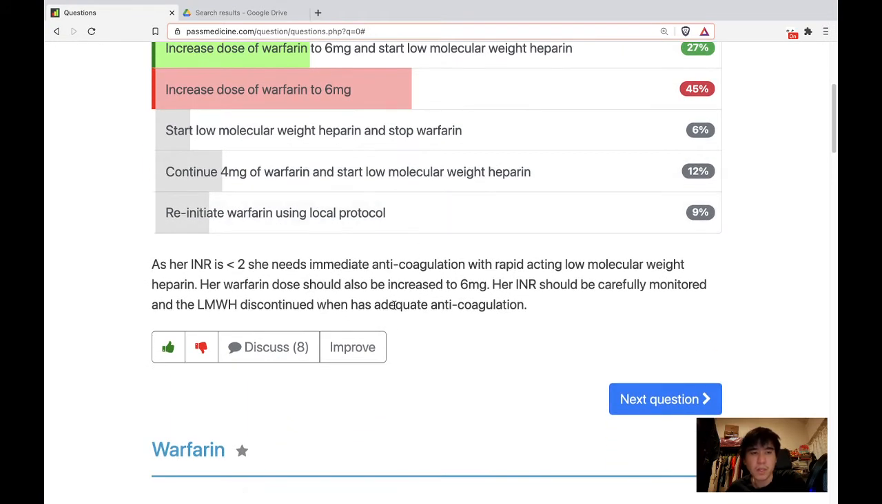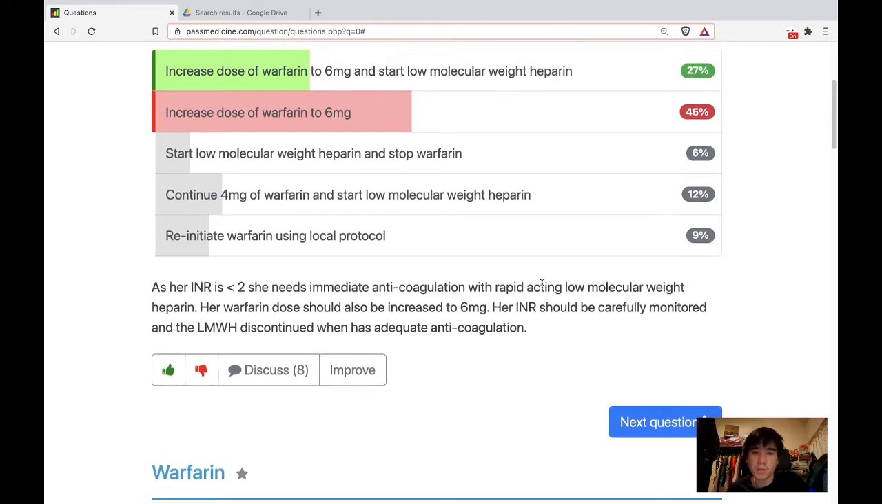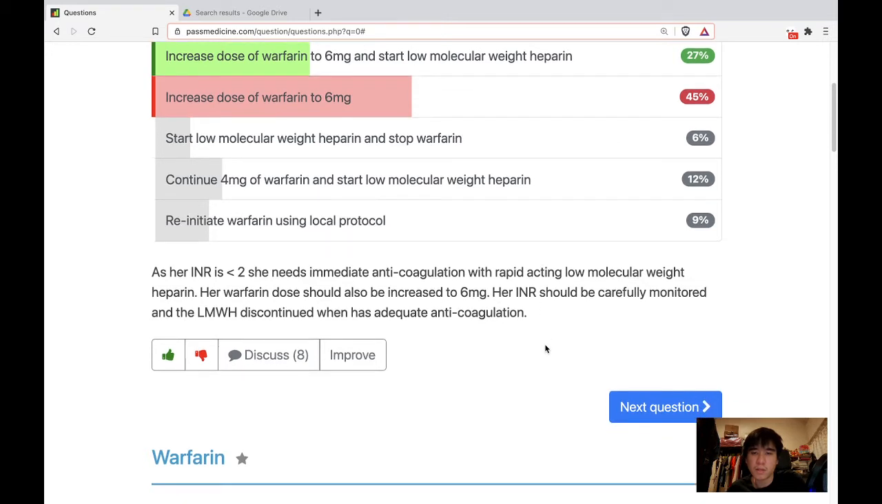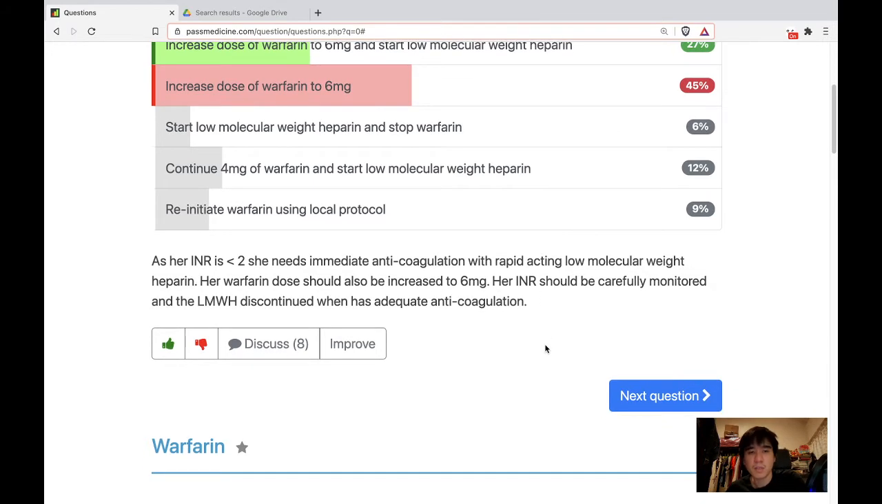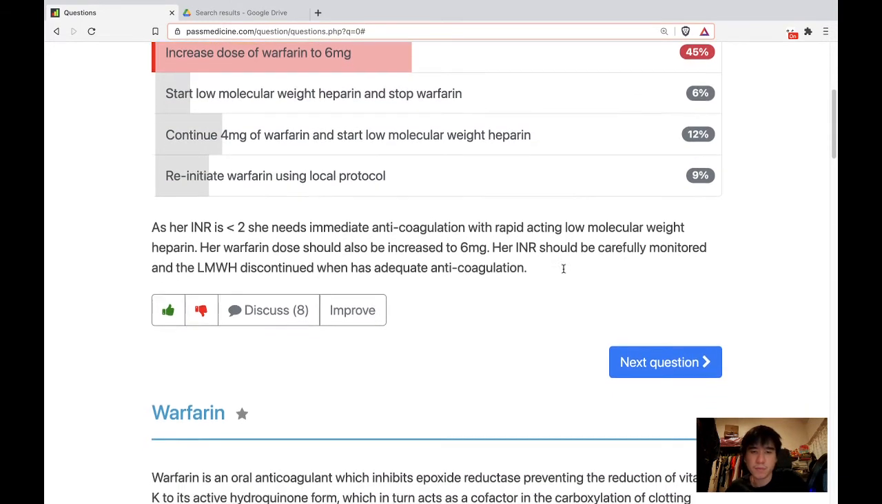Okay. As her INR is less than 2, she needs immediate anticoagulation with rapid-acting low molecular weight heparin. Her warfarin dose should also be increased to 6 mg. Her INR should be carefully monitored, and low molecular weight heparin discontinued when she has adequate anticoagulation.